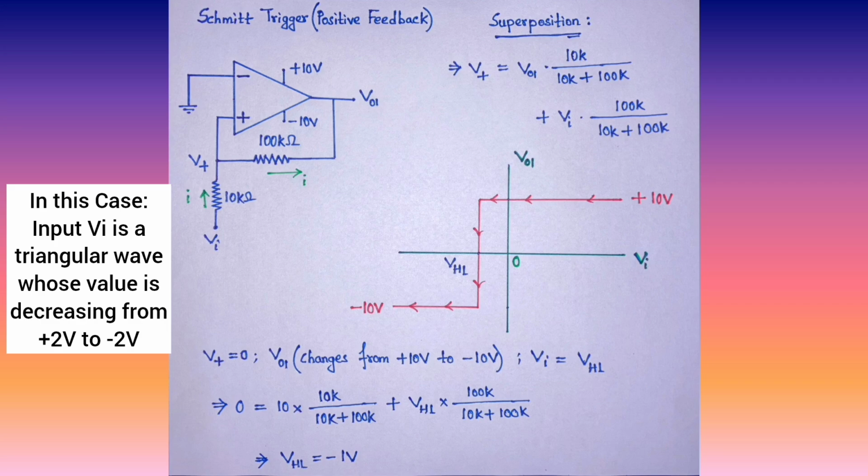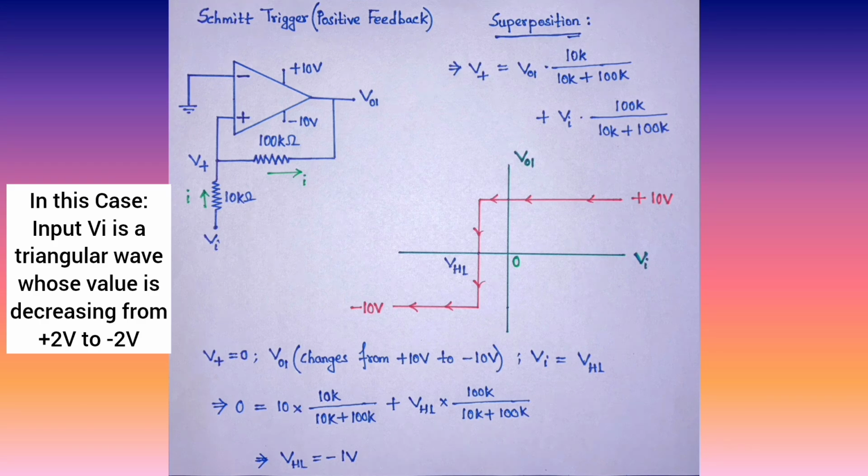Okay, so if you apply superposition and activate only one source at a time, say only VO1 is activated and Vi has been shorted, set to 0, then as per the voltage division, V plus is nothing but the voltage across the 10k ohm resistor which is now connected to ground. So it is a ratio of 10k divided by 10k plus 100k. Similarly, when there is only Vi and your VO1 is shorted to ground, then it is the ratio of 100k divided by 10k plus 100k.